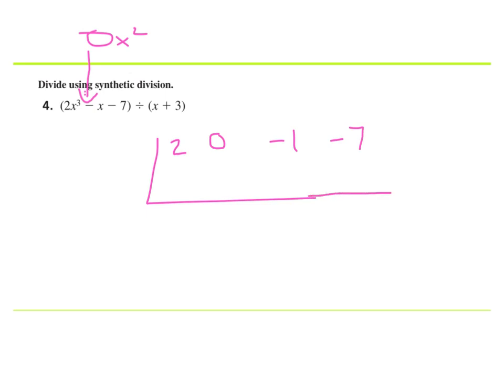What goes outside? Negative 3. Drop down the 2. What's negative 3 times 2? Negative 6. Negative 6 plus 0 is negative 6. Negative 6 times negative 3 is 18. 18 minus 1 is 17.